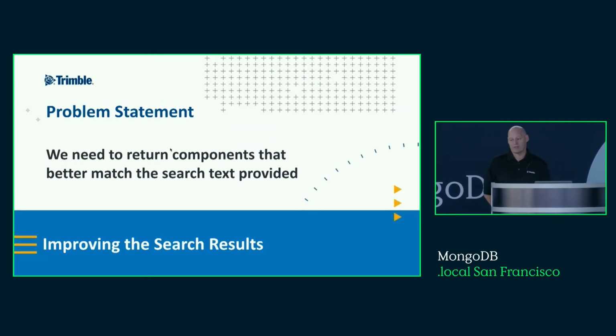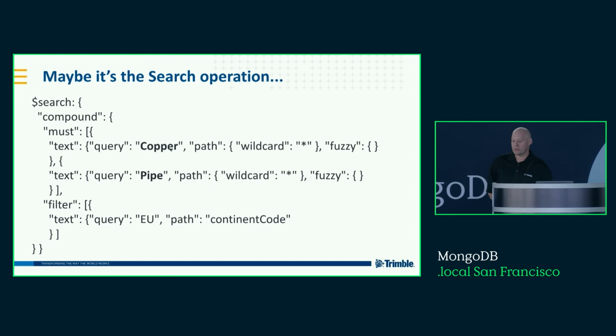But we soon discovered the search results were not always what the consumers expected. For instance, the addition of keywords to the search text resulted in more diverse results being returned. Consumers wanted the addition of search keywords to provide fewer or more relevant results. Our solution was to split the search text into keywords and apply an AND style operator with the keywords. This was done using the compound search with a must clause for each word. And here we see an example using copper pipe.